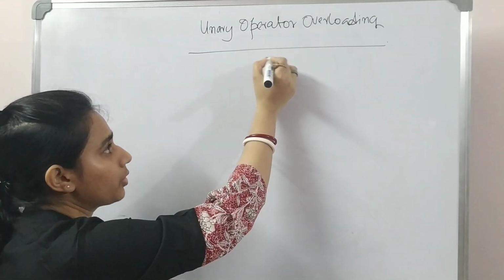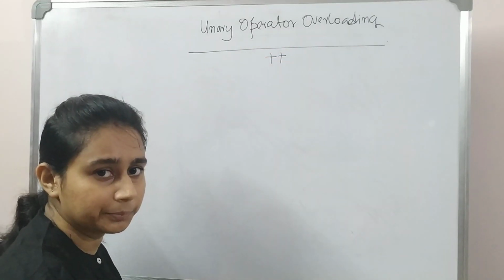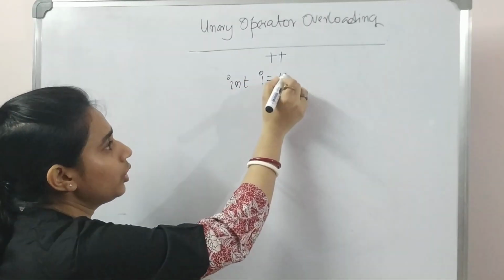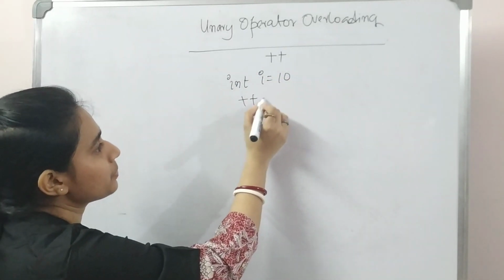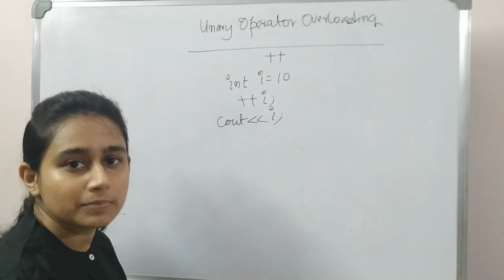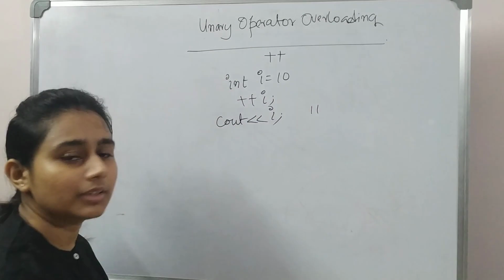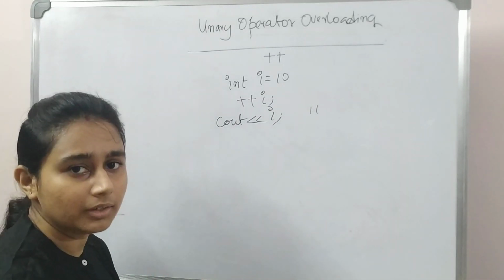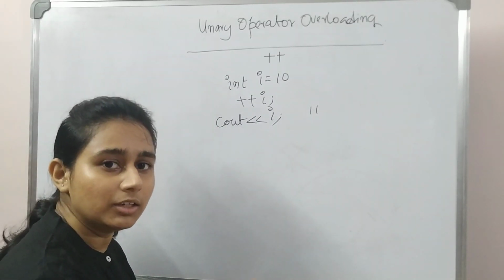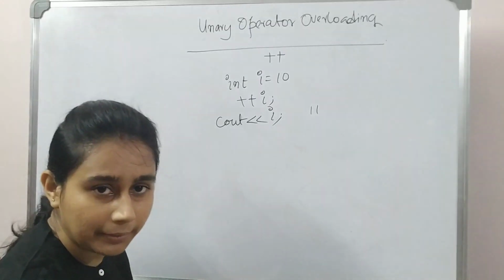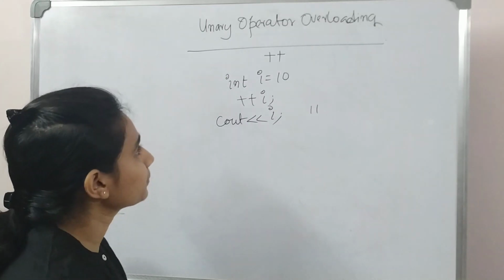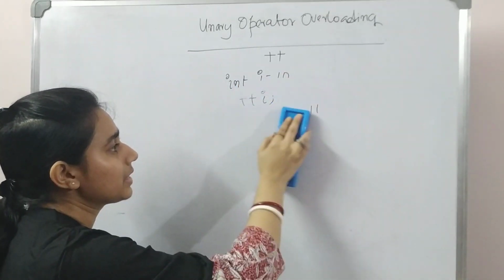Okay, I am going to discuss the increment operator. You know that if I write int i equals 10, and then ++i and cout i, you will get the answer 11. So it will be incremented by 1. If I want to apply it to an object, then we have to give the proper definition of it. Okay, let's start.